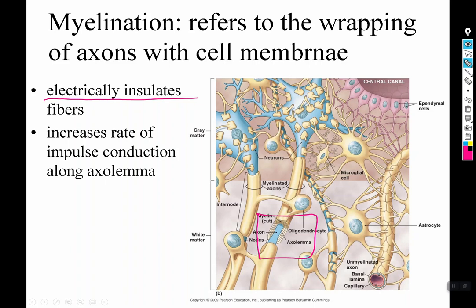So it increases the rate of impulse conduction along what's called the axolemma, which is the cell membrane of the axon. So this is similar to sarcolemma, which was the cell membrane of a skeletal muscle cell. So lemma refers to that membrane, and then whatever comes first is telling you what it's the membrane of. So axolemma is the membrane of the axon itself.